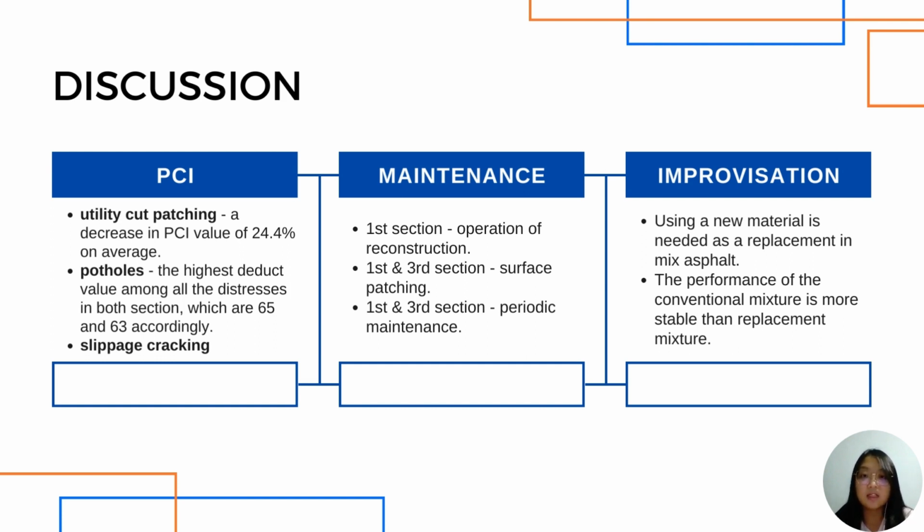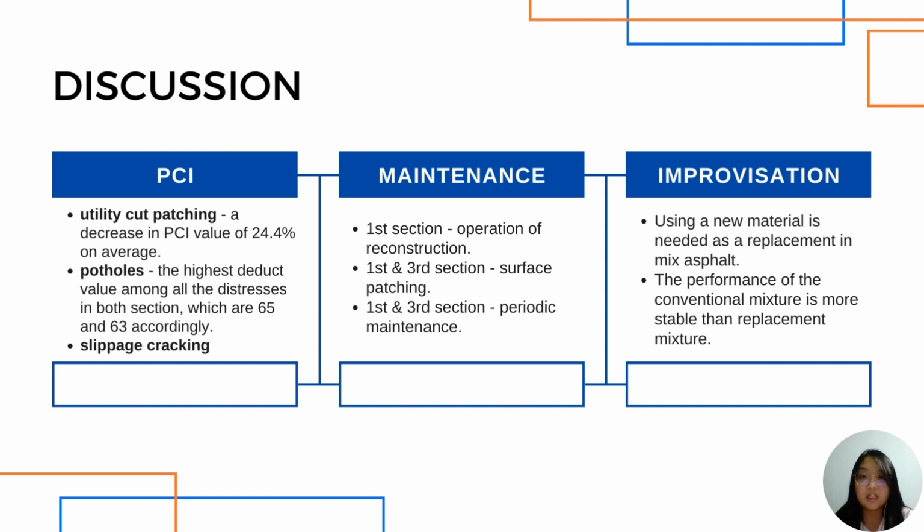According to the research, utility cut patching saw a decrease in PCI value of 24.4% on average. From the survey sheet, according to our research area, both sections 1 and 3 have this issue, causing the PCI value to drop to the serious and very poor categories. Based on the PCI survey datasheet, we can observe that both sections 1 and 3 have potholes, which especially serve as the highest deduct value among all the distresses in both sections.